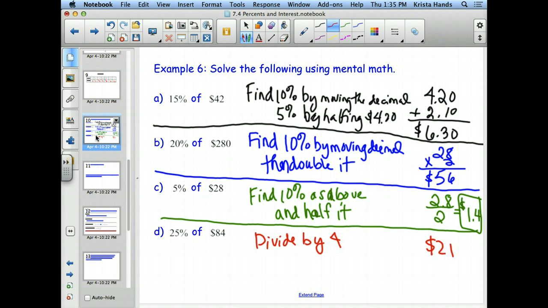What else could you do if it weren't something that was so nicely divisible by 4? Yeah, you could do 10% and double it to give you the 20%, and then you could take that 10% and half it to give you 5%. This is basically what we've done in the earlier problems, right? Yeah. So kind of combine B and C together.